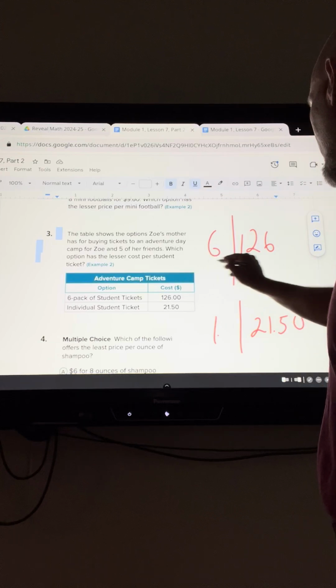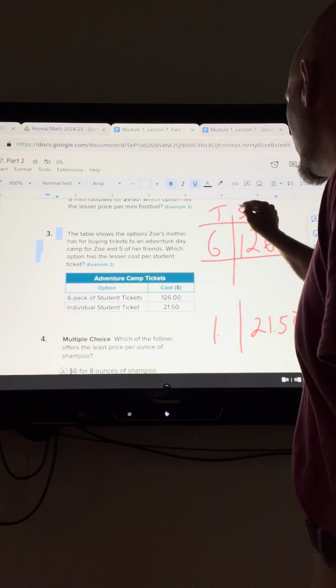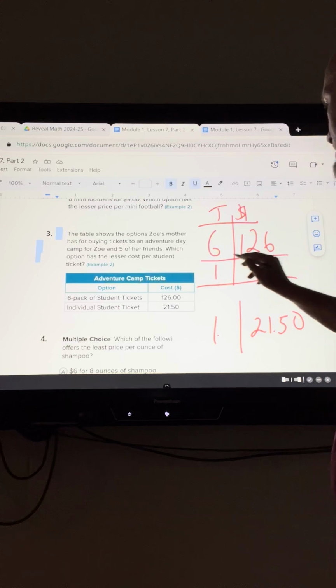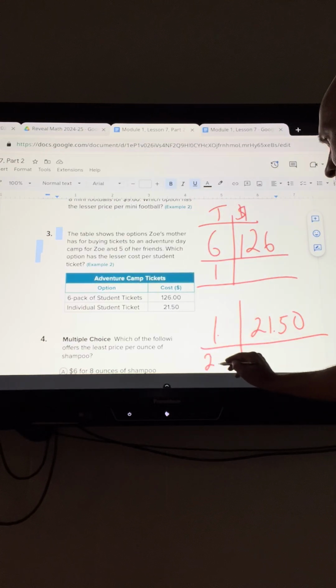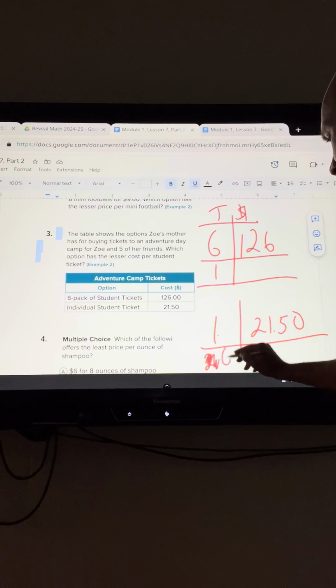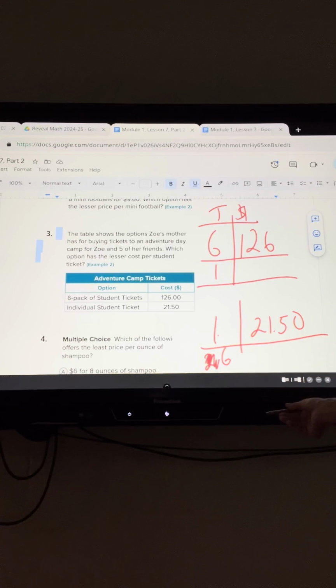And again, same thing. We could find the unit rate. We find the price of 1 ticket for the 6-pack, or we could take 1 individual ticket and multiply it by 6 to get your answer there. It's up to you which way you want to do it. And then the last one is a multiple choice.